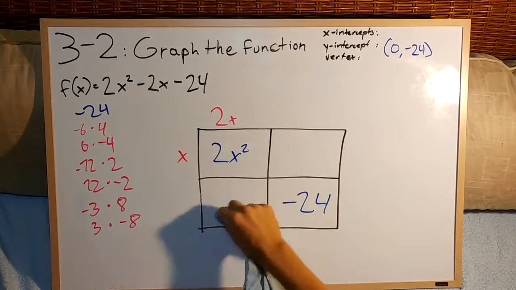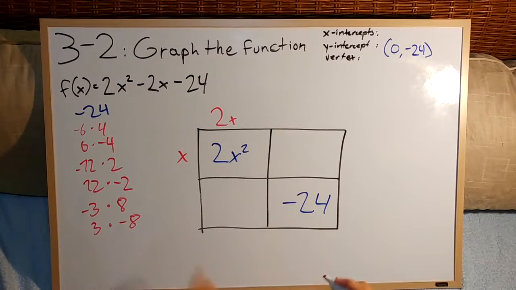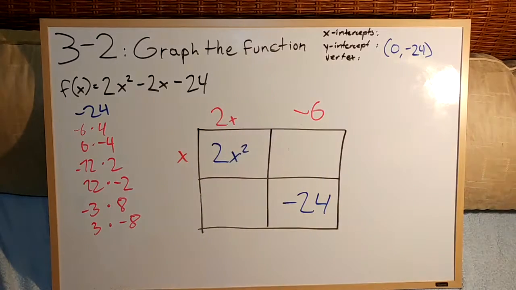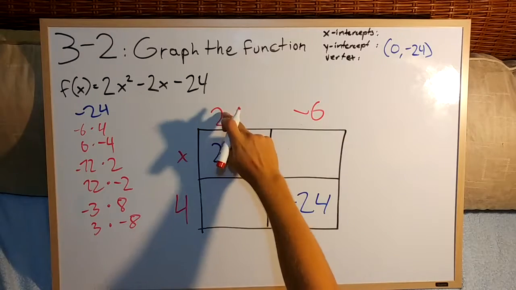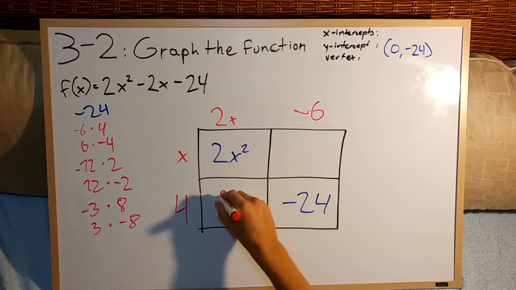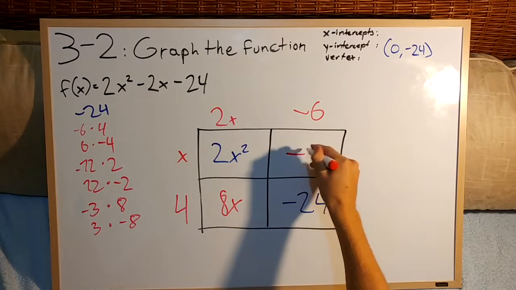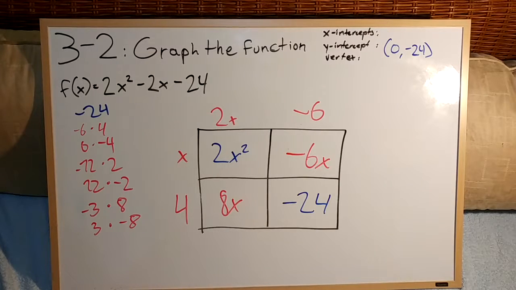What other value could we use? Well, let's try negative 6 and 4. How about that? Let's put negative 6 up here and 4 down here. What is 2x times 4? It is 8x, and negative 6 times x is, well, negative 6x. And by adding these two together, it will not give us negative 2x, but it will give us positive 2x, which is not what we're looking for. So negative 6x and 4x is not the answer.